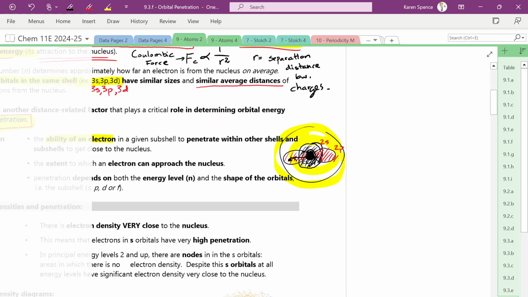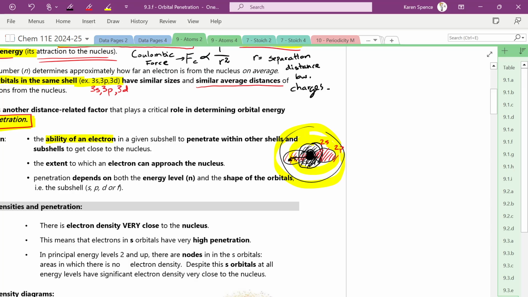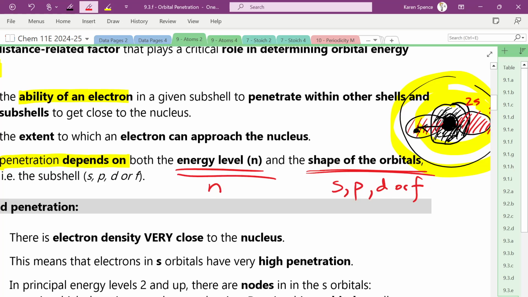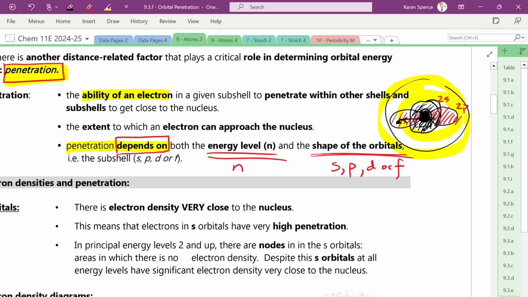Okay, now the amount that the electrons can penetrate towards the nucleus depends on, so the penetration depends on the energy level, the N value, and the shape of the orbital, the S, the P, the D, or the F. So S's, they have a very high electron density close to the nucleus.